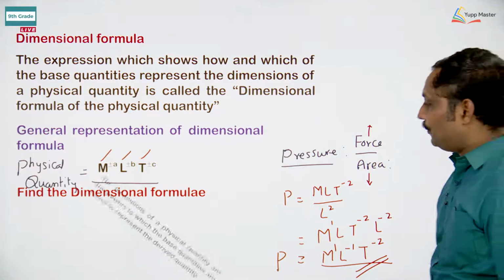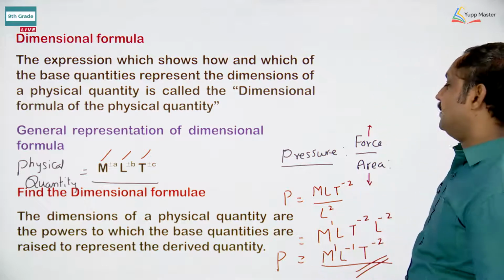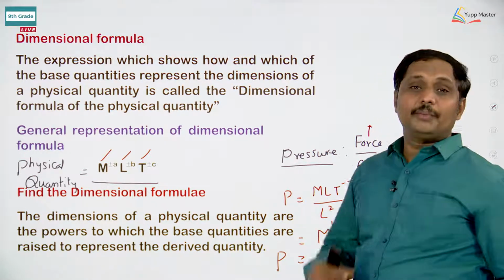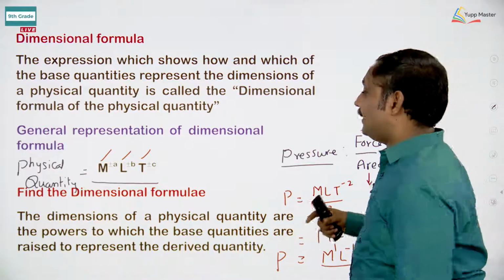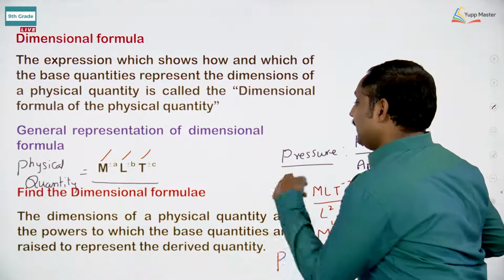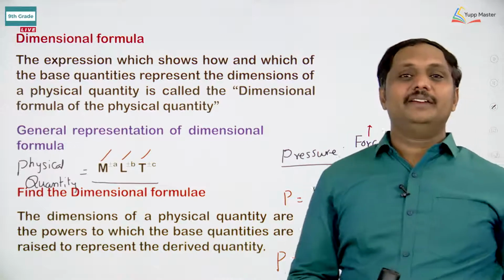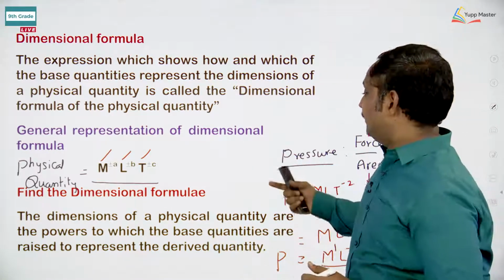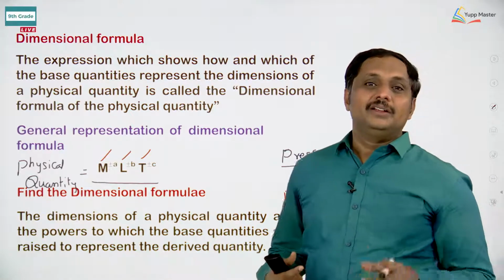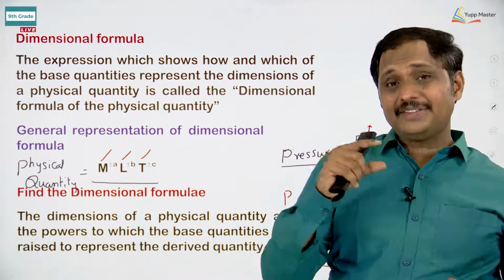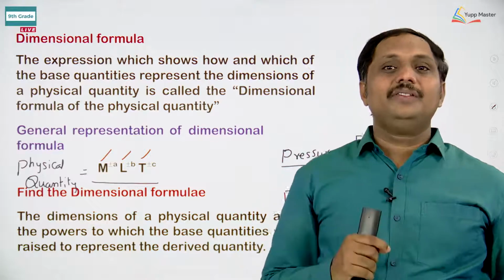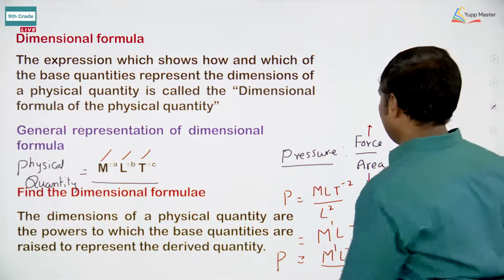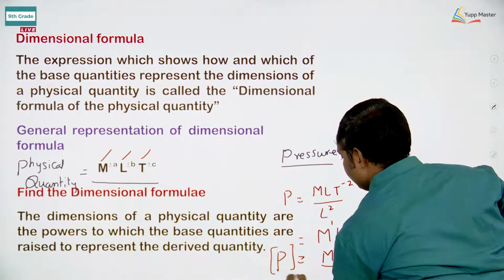Let us go for dimensional formula. What is its definition? It is just the dimensions of a physical quantity, or the powers to which the base quantities are raised, and it is going to be represented in the form of one formula, identified by the powers which give the dimensions, and the dimensional formula is represented in the square bracket. You can take that. This is very clear.